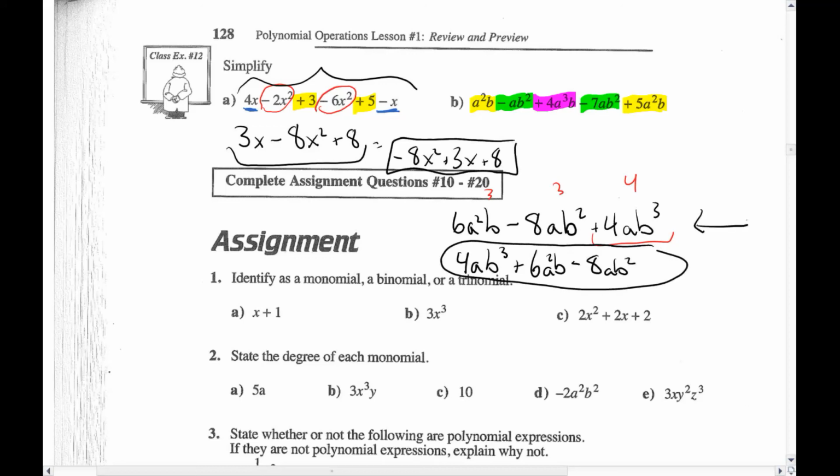This one isn't wrong here, but if you wanted to clean it up and make it look nicer, it's nice to rearrange it so that the highest degree goes first.